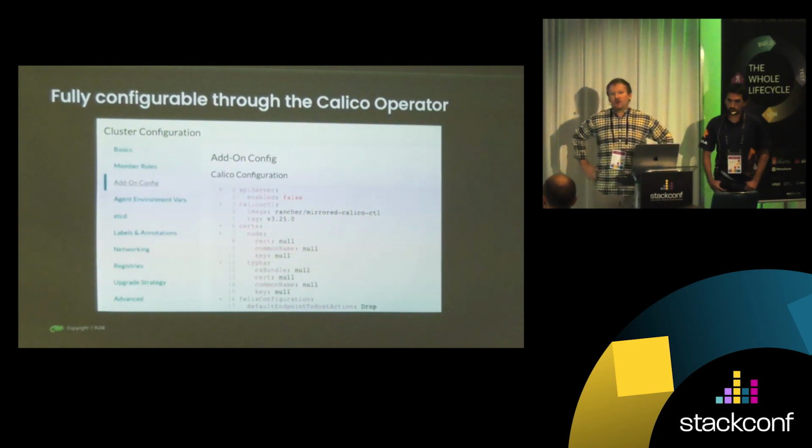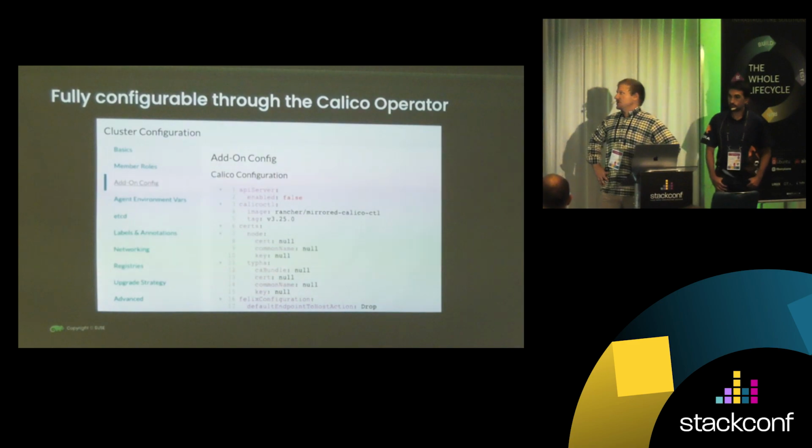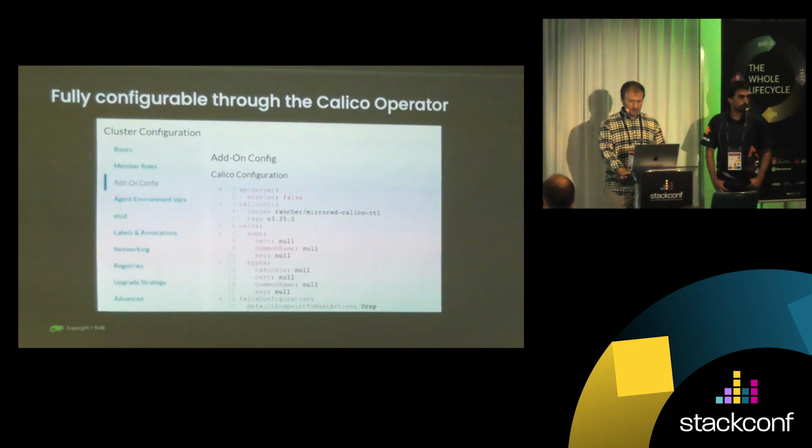Calico is typically deployed using an operator. And when provisioning clusters with Rancher, we provide you access to all the parameters of that operator to allow you to tweak things and configure Calico in the way that you need it.